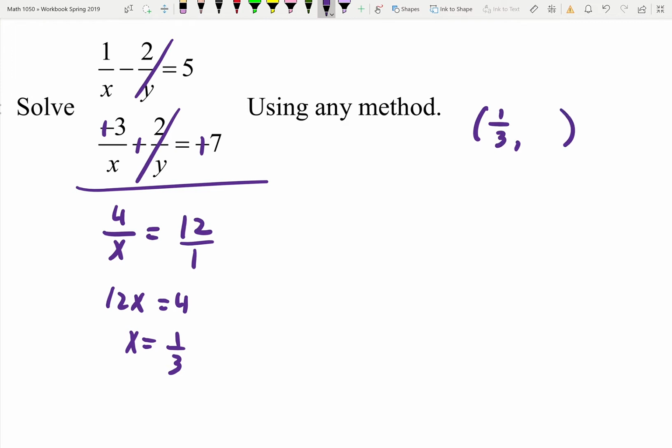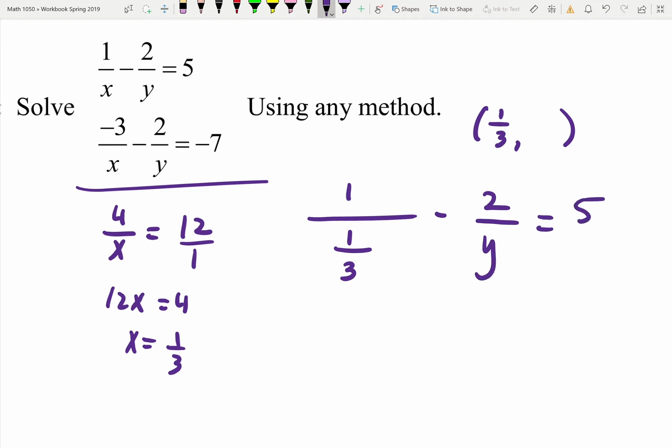Okay. Now we have to go back in and we have to put a 1/3 in for x and we have to find the y. Look at those equations. Where would you choose to put a 1/3 in for x, the top or the bottom? I'd say the top, personally. You know why I say top? Mostly because 1 and 2 are smaller than 3 and 2, right? And I don't have all those negatives, so I definitely say top, okay? So I'm going to go 1 over 1/3 minus 2 over y is equal to 5.